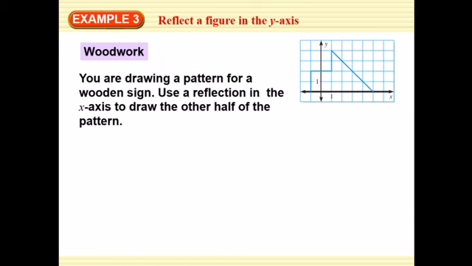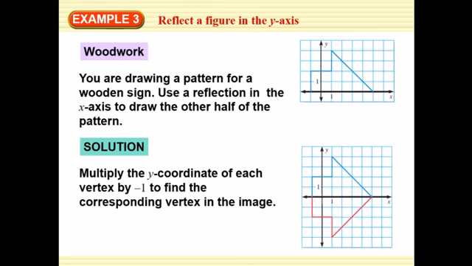So, woodworking. You are drawing a pattern for a wooden sign. Use a reflection in the x-axis to show the other half of the pattern. Alright, so it's going to be helpful for me to go ahead and grab some of these points. Right, if I'm going to be reflecting, it just so happens that they have a whole bunch of nice, neat coordinate pairs since they're straight lines there. So I'm going to multiply the y-coordinate of each vertex by -1. Right? It's also fairly easy to draw it out if you've got graphing paper.